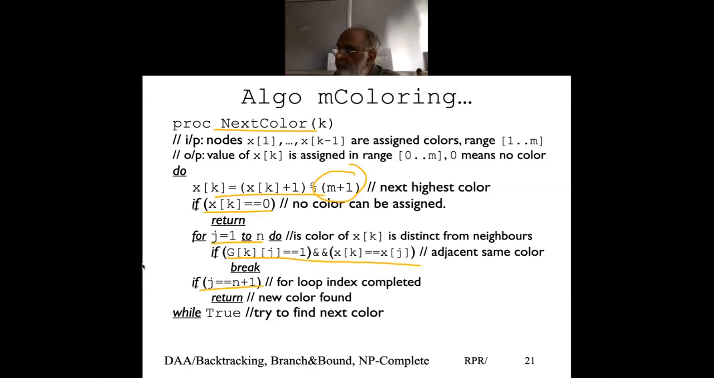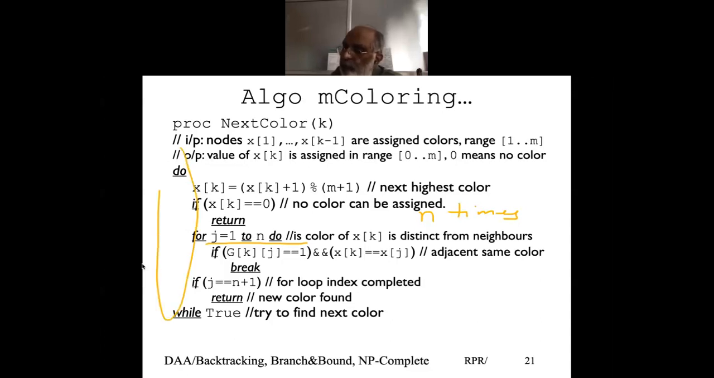Now look at, in this case, my time complexity. Next color, look. Now this loop, I am running n times. And this loop, I am running m times, because for each value of k, at some point it can become 0. So this can at the most execute m times. And for each of the xk value, I am running n times. So time complexity of next color is order m into n.